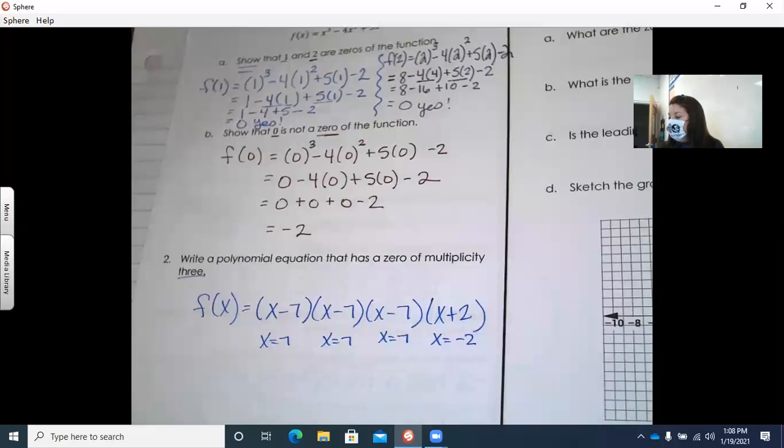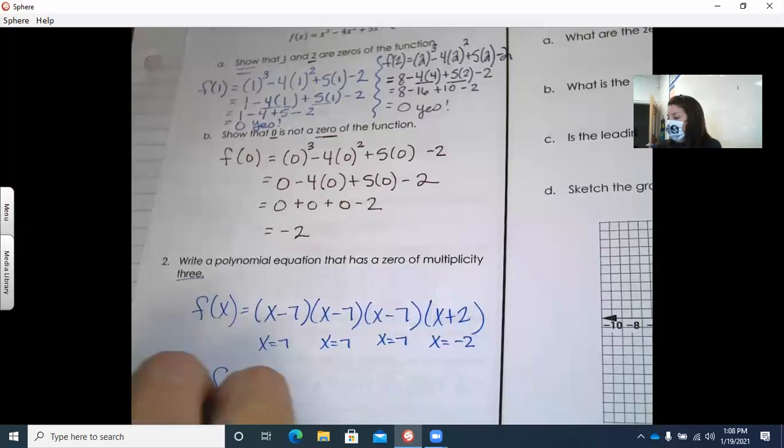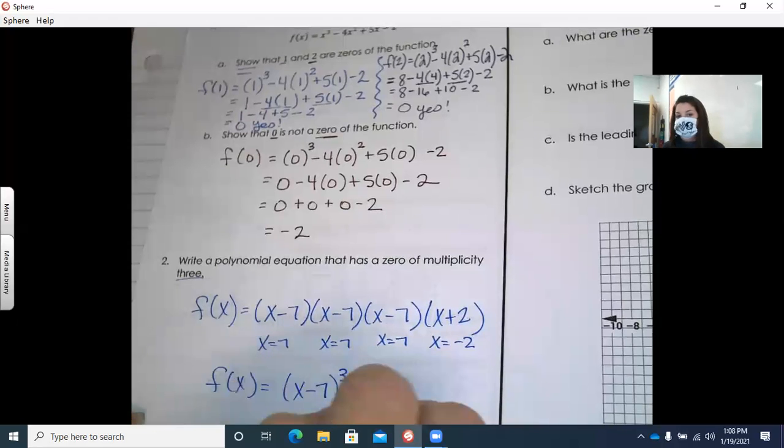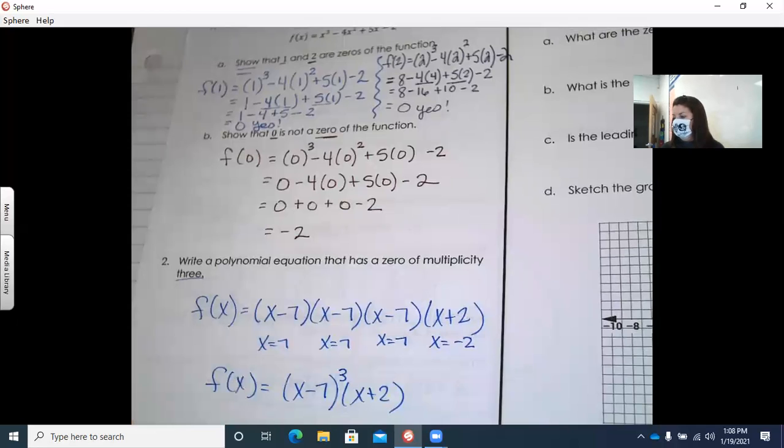Could I have also written that as f of x equals x minus 7 quantity cubed times x plus 2? Could I have written it like that? I could. We know that. Everybody cool with that? All right, let's look at the right side.